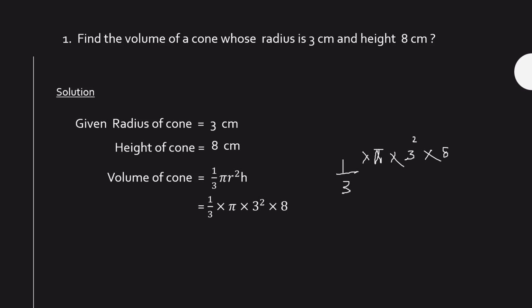So in the next step, what can you write? 1 by 3 into pi into 3 into 3 into 8. And we can cancel this 3 and one of these 3. And what is remaining? Yes, pi, 3 and 8. 8 into 3 is 24. So we get 24 pi. And so the volume of the given cone is 24 pi. And as this is a volume, what will be the unit? Correct. That is 24 pi centimeter cube. Okay.